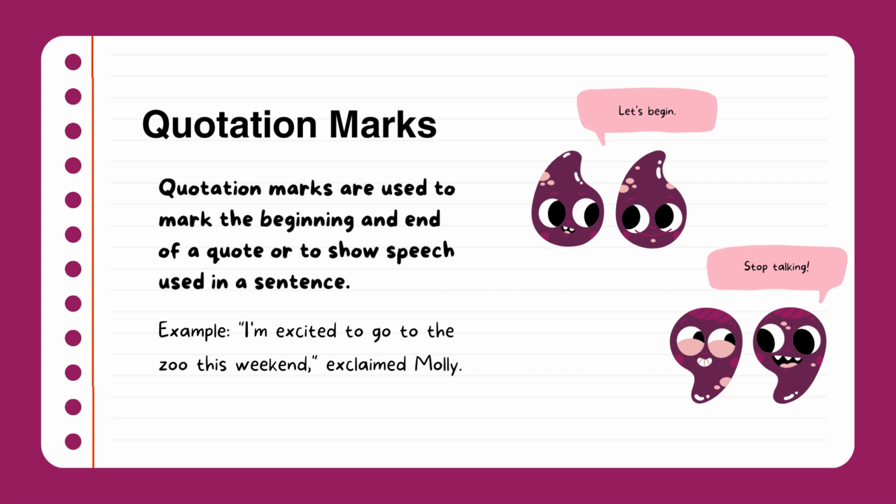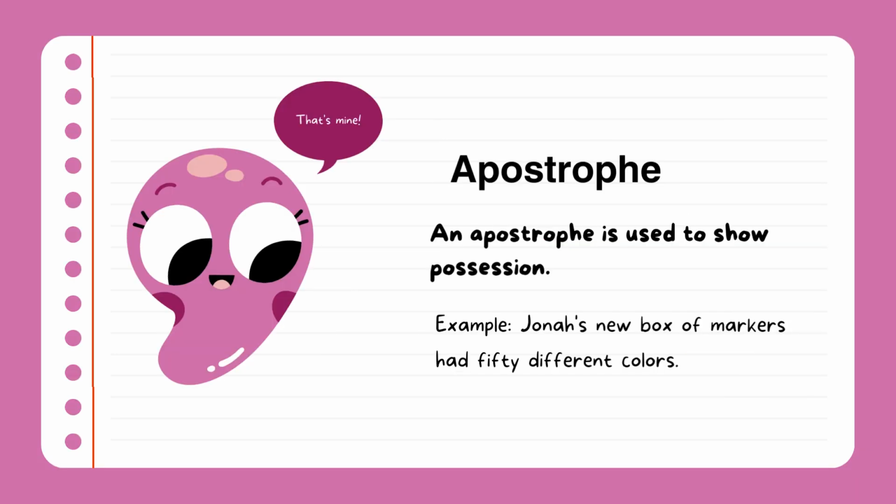Quotation marks. Quotation marks are used to mark the beginning and end of a quote or to show speech used in a sentence. Example: "I'm excited to go to the zoo this weekend," exclaimed Molly. Apostrophe. An apostrophe is used to show possession. Example: Jonah's new box of markers had 50 different colors.